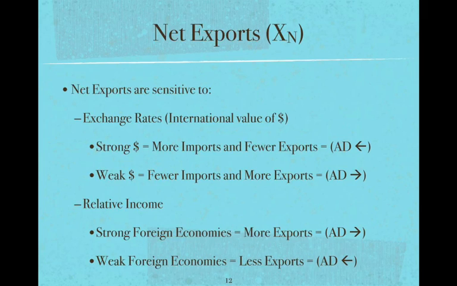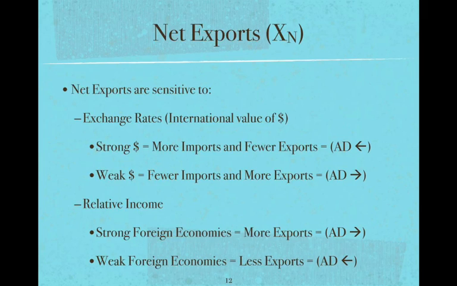Now versus when we have a weak dollar, and that exchange rate goes down, and it could be that the demand for the dollar goes down. Well, in time that could lead to us importing fewer goods from other countries and ultimately selling more. Okay, and so it's all about relative income. Strong foreign economies means more exports, AD goes up. Weak foreign economies, less exports, AD goes down.